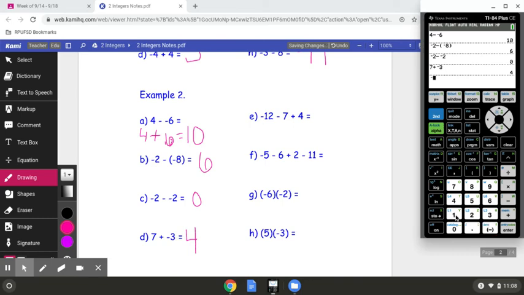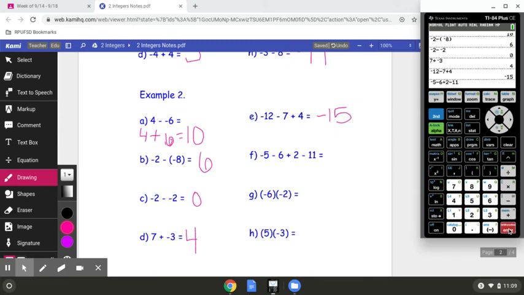Now be careful with the next. We have 3 terms here: negative 12 minus 7 and then plus 4, negative 15. Okay, we have 4 terms here. So negative 5 minus 6 plus 2 and then minus 11. You get negative 20.